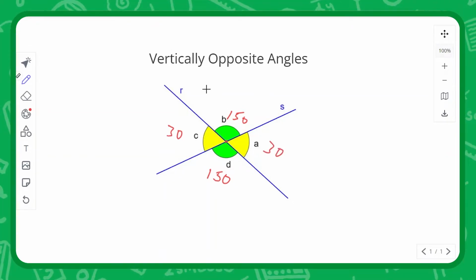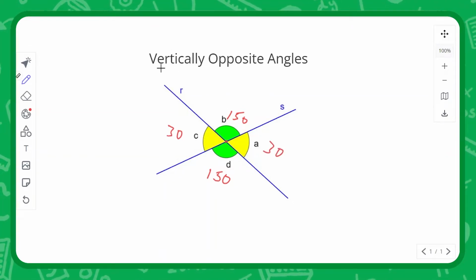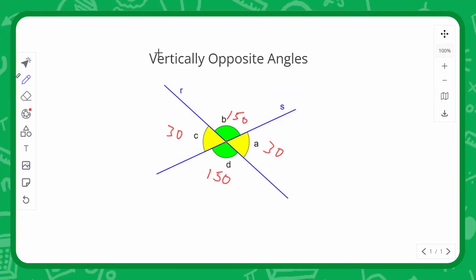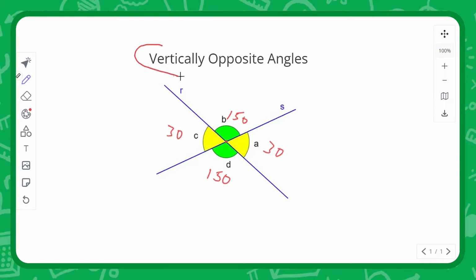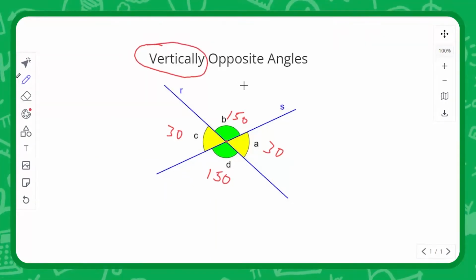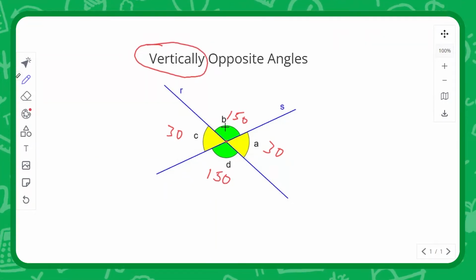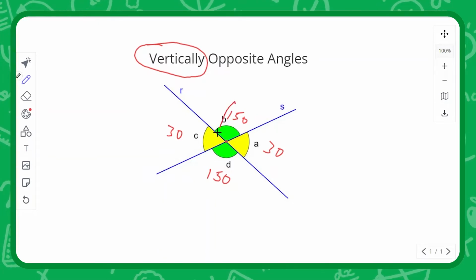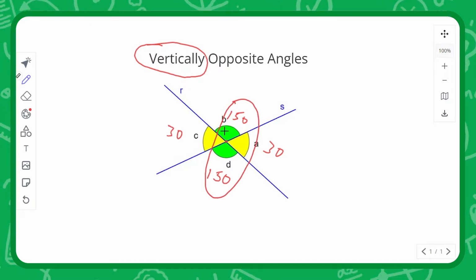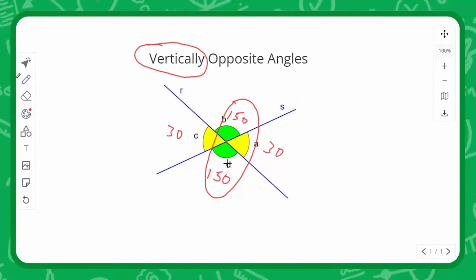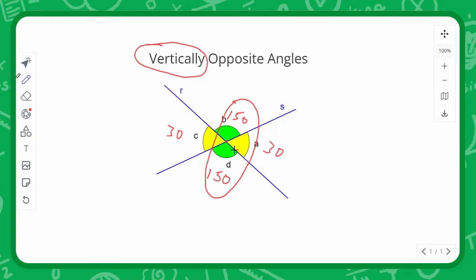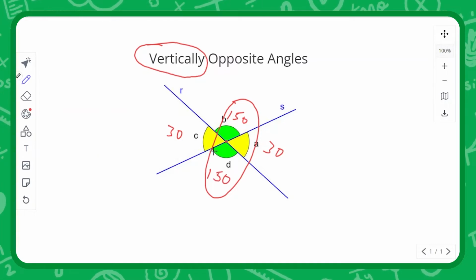So that's the gist of vertically opposite angles. It is important when you cite reasons doing questions with these that you say vertically opposite angles. You used to be able to say just opposite angles. That's no longer the case. So for these two, B and D, if you were to be shown that B is 150 and asked what is D, you would say D is 150 degrees because B and D are vertically opposite angles.